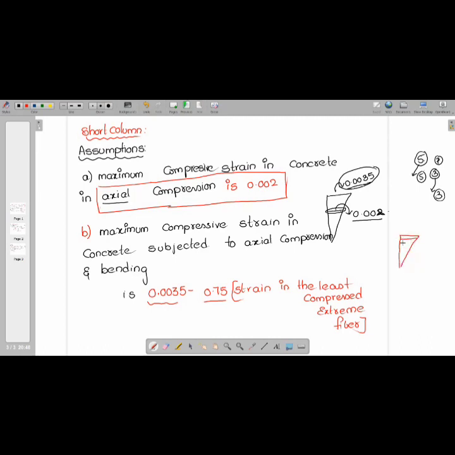Suppose, see students, this is how the strain varies. Suppose this is the extreme fiber. You have to take this value. So 0.0035 minus 0.75 times that value will give you the maximum compressive strain in the case of a column subjected to bending as well as compression. Clear, my dear students? Is it clear, sir?